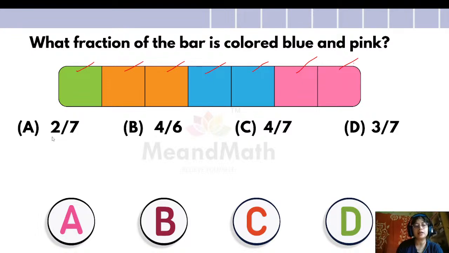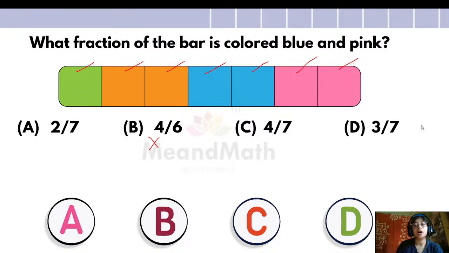So we can see 2 by 7 also has 7. 4 by 6 does not have 7, so 4 by 6 gets cancelled anyway, right? Next option 4 by 7, C. This also has 7. And D also has 7. So A, C, and D, all the three options have 7 as the denominator.